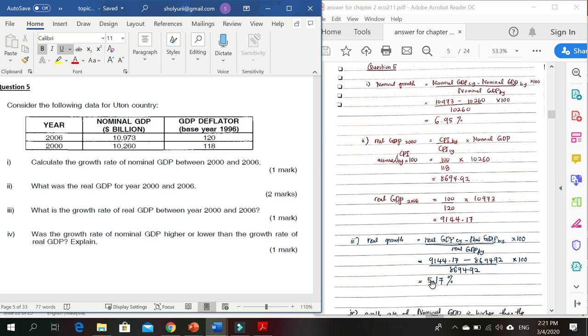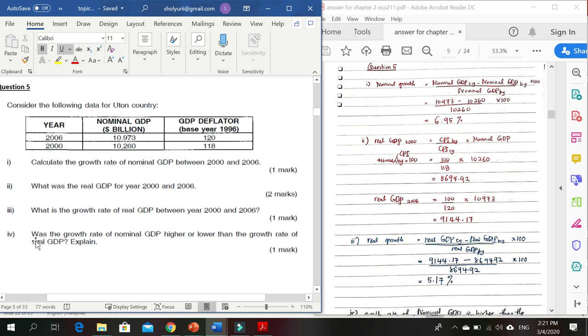Okay, you dapat 5.17%. So kalau you boleh compare, tengok growth rate kalau kita tak adjusted to inflation kita dapat 6.95%. Tapi bila kita dah adjusted to inflation kita dapat 5.17%. Maksudnya growth rate kita tak tinggi mana pun. Cuma yang dia dapat tinggi masa kita tak adjusted to inflation. Why? Sebab inflation. Harga je meningkat, sebab tu dapat tinggi.